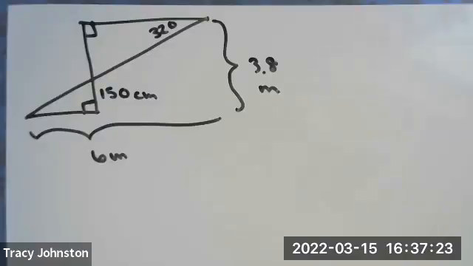This is topic 5 homework problem number 15. And we're given this diagram and we're asked to find all the missing angle sizes and lengths.